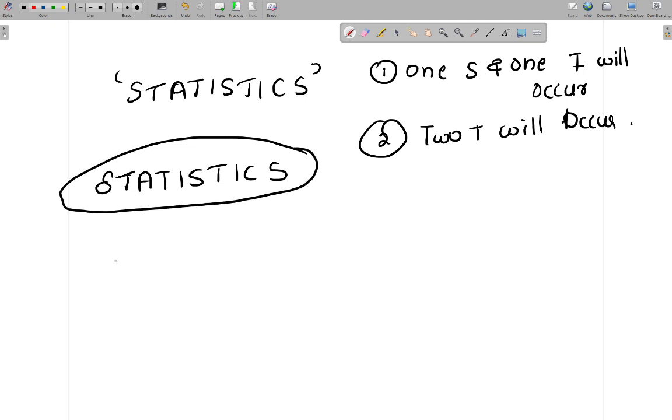How many s are there? എത്ര s ഉണ്ട്? 1, 2 and 3. 3 ആണോ friends? It's 3, right? Yes. Now I. I എത്ര എണ്ണം ഉണ്ട്? 1, 2. You have 2i, right? Okay.